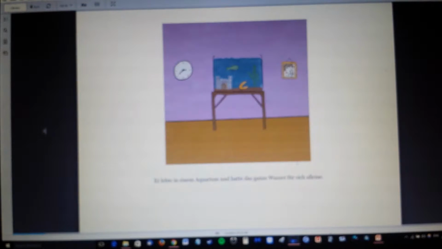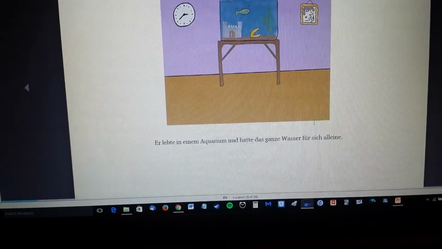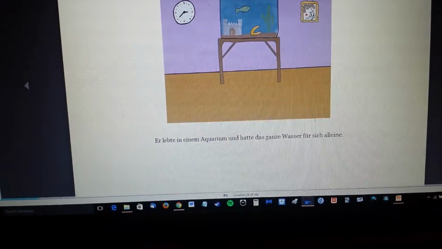Alright, there's the first page. Here's the next one. Lebte in einem Aquarium und hatte das ganze Wasser für sich alleine.